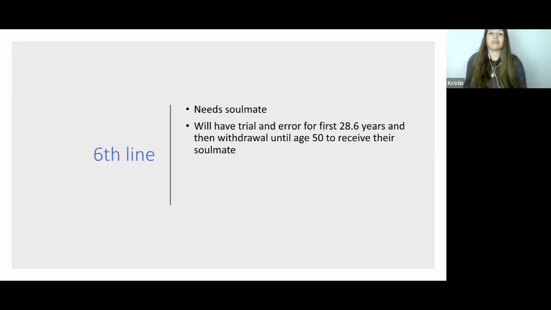And the sixth line profile. The sixth line profile needs a soulmate. And so dating a sixth line profile, in the back of their mind, depending what phase of life they're in, they are going to be checking and looking for soulmate qualities. And because they have a triphasic life, the first phase of their life that lasts 28.6 years is going to be a lot of trial and error.